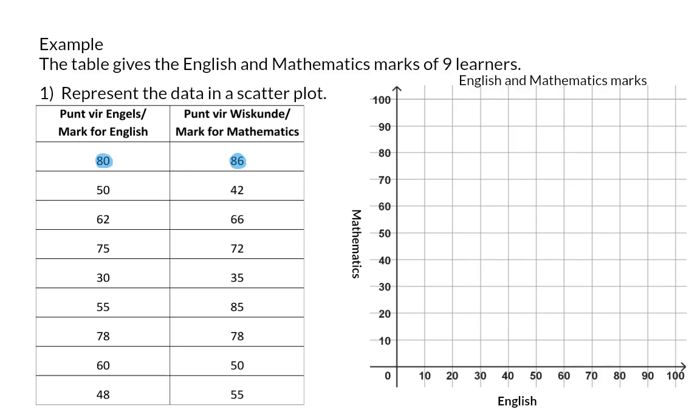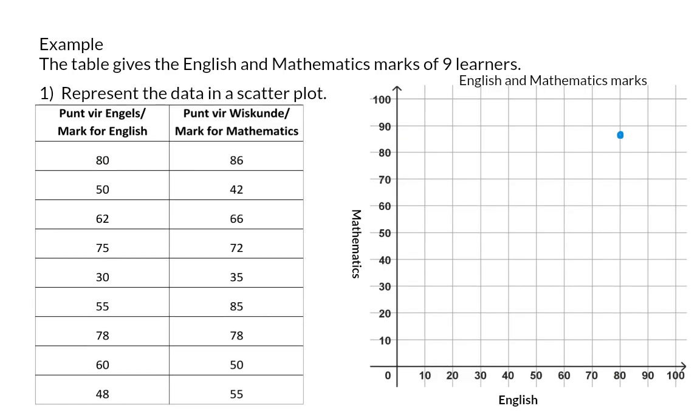So for my first point, I'm going to focus on 80 on my x-axis and estimate where 86 is on my y-axis, and then where these two marks come together, I will plot my first point. Next up, we have 50 on the x-axis and 42 on the y-axis. Next up, we have 62 and 66. Then our next point is 75 and 72.